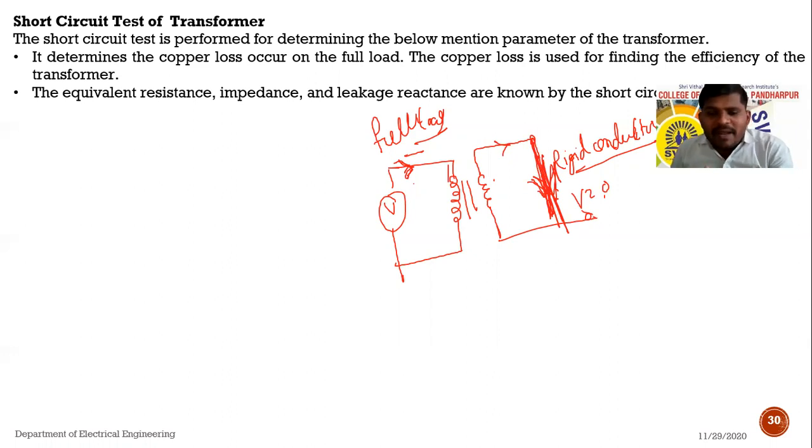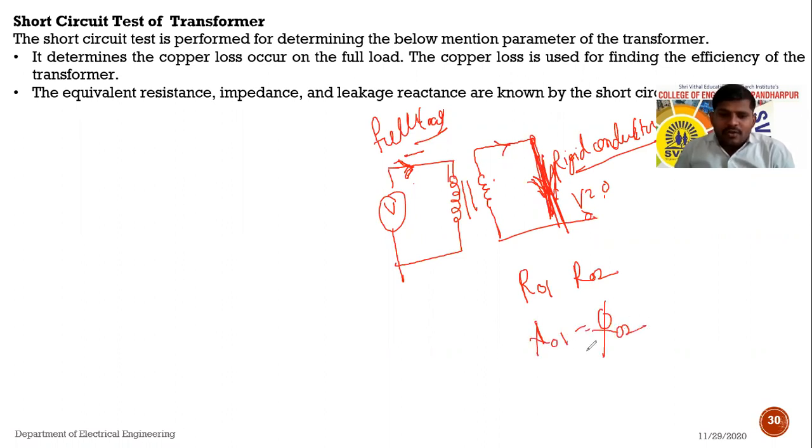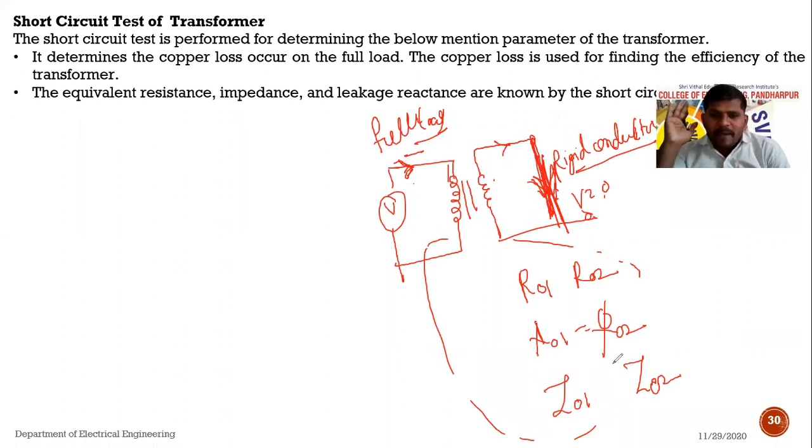Which are the equivalent circuit parameters? They are to be found out by conducting the SC test. In that, equivalent resistance, equivalent reactance, and equivalent impedance. We have already discussed that. We are able to calculate R01 or R02, X01 or X02, and Z01 and Z02, referred to either one of the sides, right? That means the equivalent circuit parameters can be obtained by conducting the SC test.